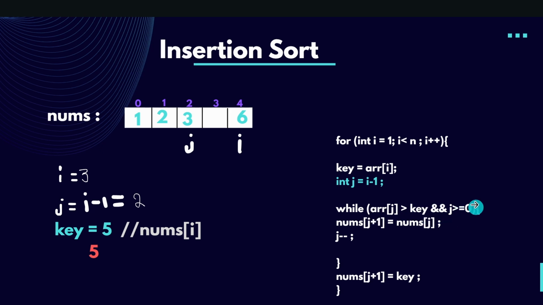This condition is true, but this condition has been false, because key value is 5 and array of j value is 3. As array of j value is not greater than the key, you are going to simply place nums of j plus 1 here. So you are going to place the 5 value here. That's it. That is the condition, and you finally place this nums of j plus 1, which is here. That's it.